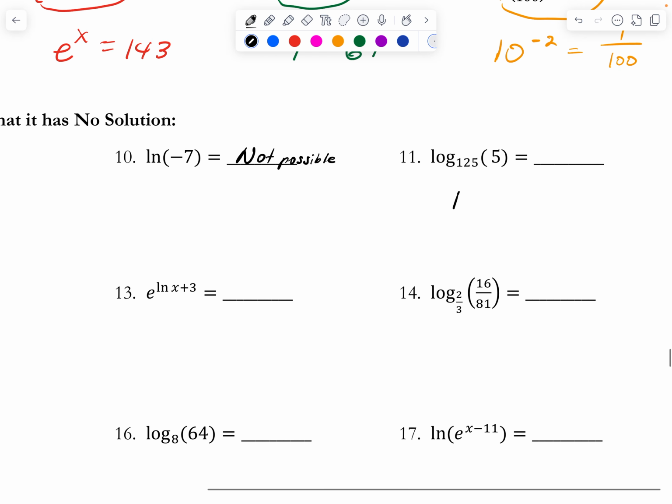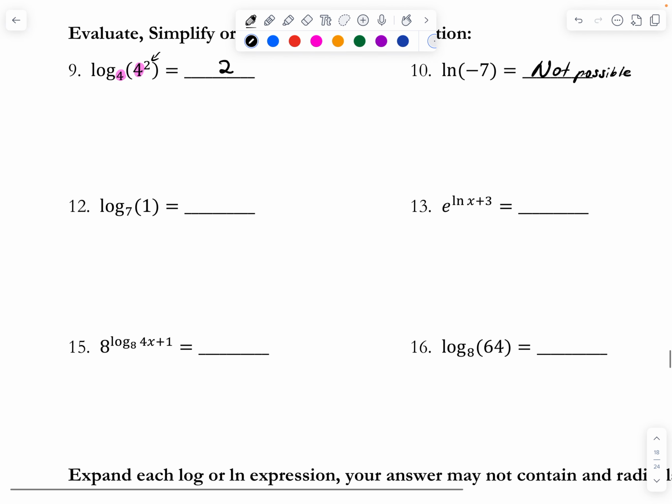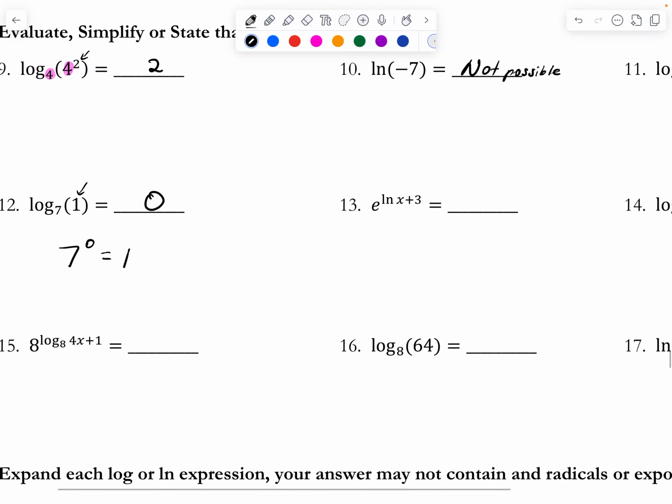So this is 125 to some power equals 5. If I go the other direction, 5 cubed is 125. So to get this, I'm going to do the cube root, which is the same as raising something to the 1/3 power. Anytime the argument is 1, it's 0, because 7 to the 0 power is 1. This one has the same base of e, so it's just equal to that x plus 3.